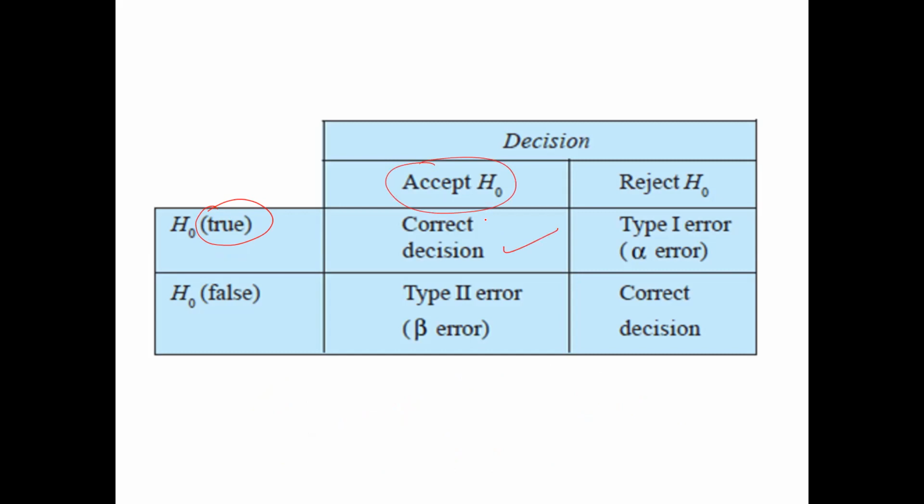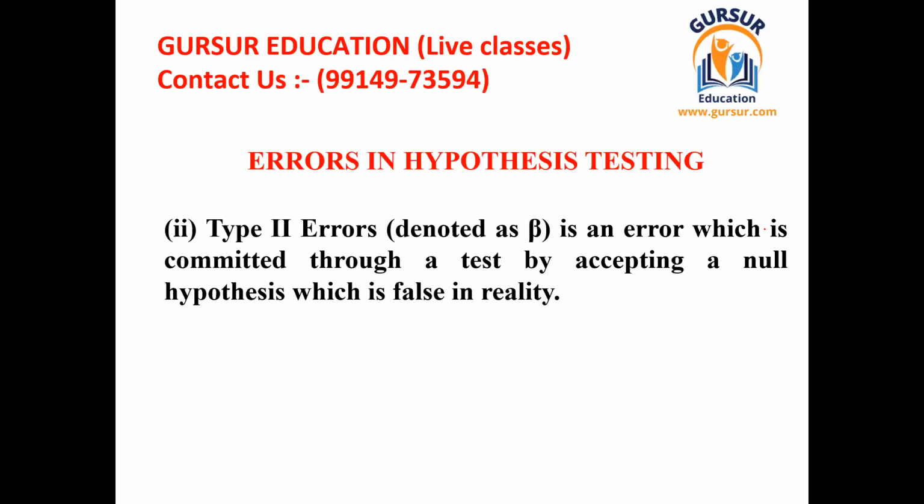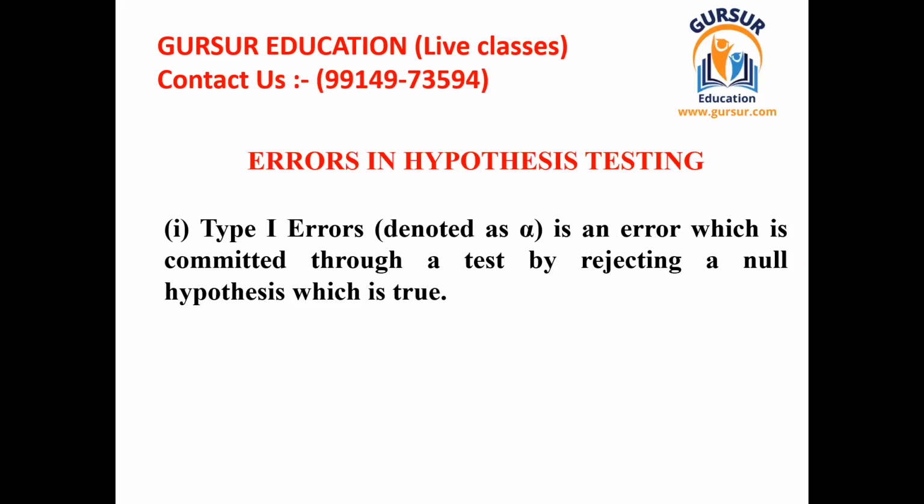correct decision. If all these statements come out to be true but mistakenly you reject it, then this is type 1 error. Again, if your hypothesis comes out to be false but mistakenly you accept it, this is type 2 error. And if this is false and you rightly reject it, this is your correct decision. So these are the two types of errors in hypothesis testing.